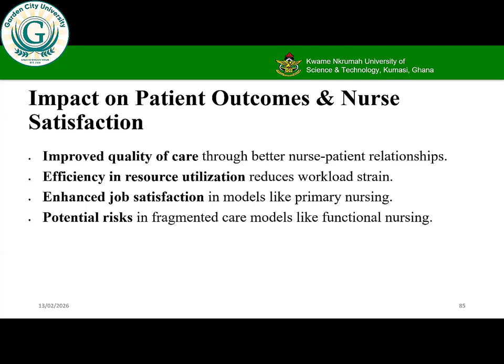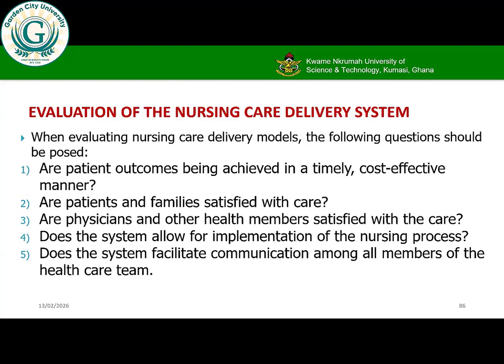There's improved quality of care through better nurse-patient relationship. It depends on the type of model. In every type of model that you use, there are advantages. There's efficiency in resource utilization and reduced workload strain, and enhanced job satisfaction in models like the primary nurse. Then potential risk of fragmented care, like in functional nursing. How do we evaluate the nursing care delivery system?